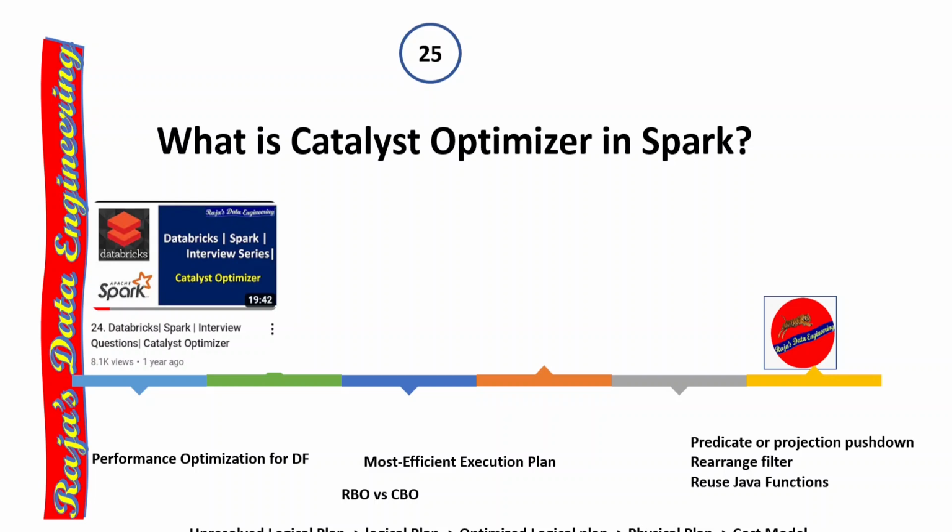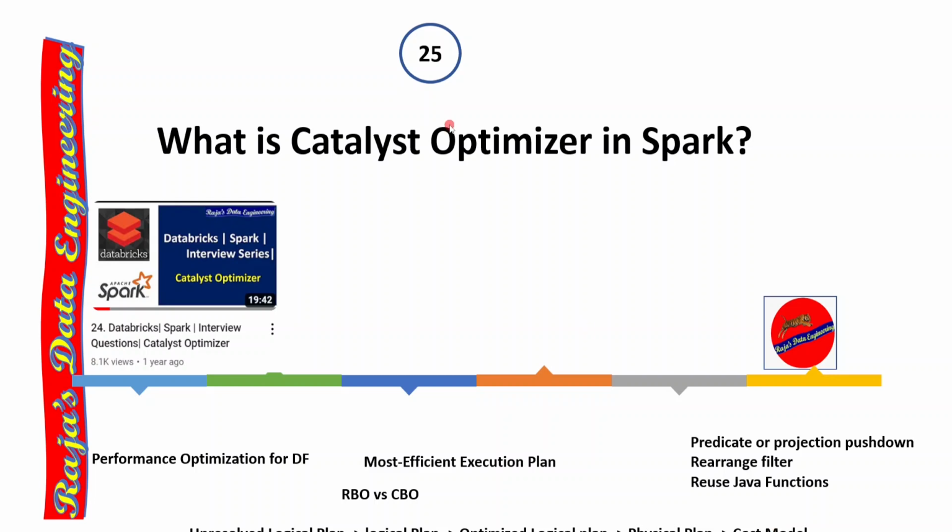Then it creates the optimized logical plan, which means it is doing predicate pushdown, projection pushdown, and it is rearranging the filter. It is reusing Java functions. These kinds of operations it does in the optimized logical plan. Then finally it converts the optimized logical plan into a physical plan. Then it applies the cost model. Based on the cost model, it chooses the plan which is very low cost. So we need to talk about these points for Catalyst Optimizer.